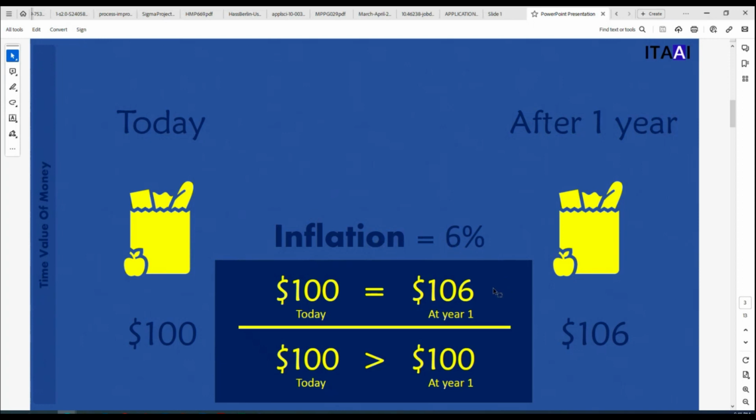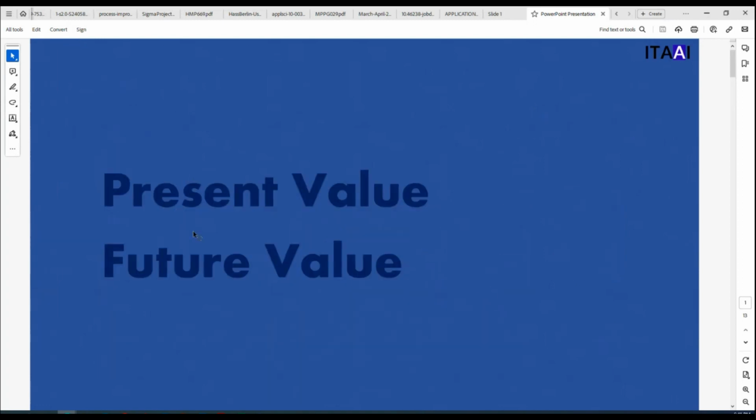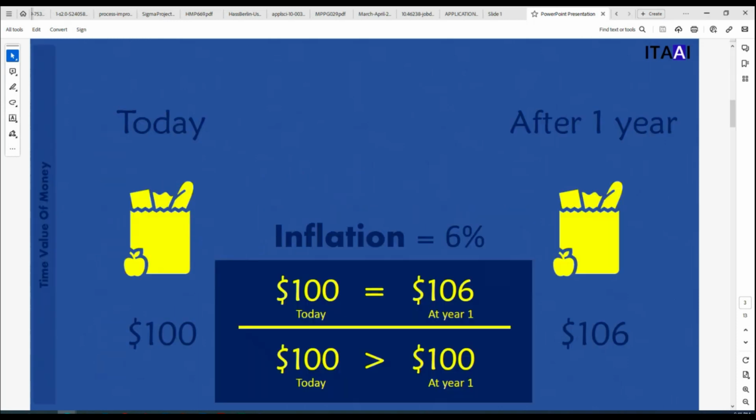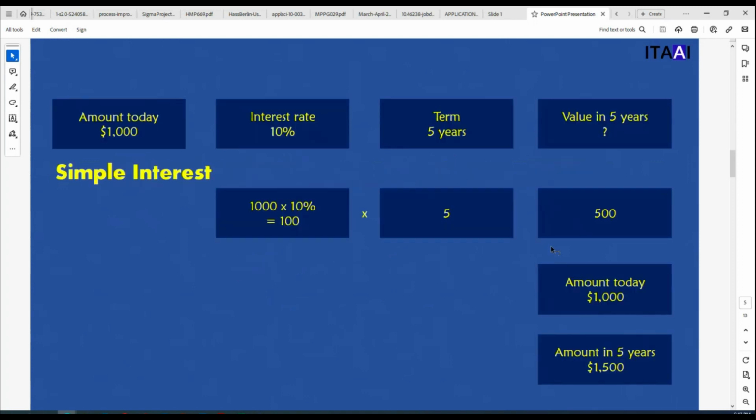Now, the next key question here is how we convert present value into future value. So there's a key question over here, and this is the main topic we are learning as of now. And to understand that, we are going to start with a very simple scenario. So what is going to be the amount after a few years?